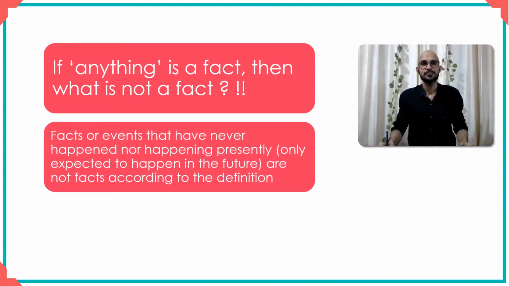Well, here's your answer. Facts or events that have never happened nor that are happening presently, but are only expected or anticipated events, are not facts within the definition of section 3. So when you talk of facts or anything which are capable of being perceived by the senses, it only refers to such things, state of things or relation of things, which have either been a matter of the past or are happening presently. It does not include what is expected to happen in the future, right? This of course was said by the court, so I've given you the citation as well.